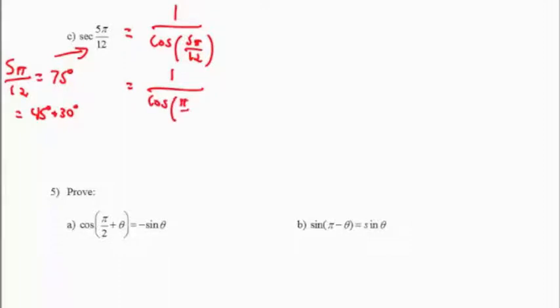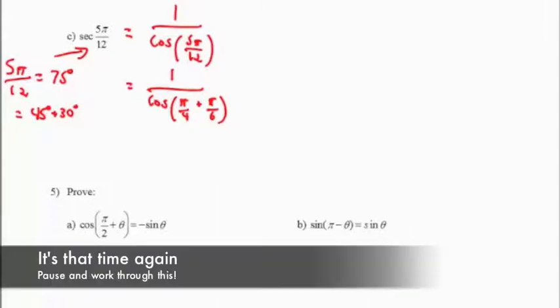Wicked. What are we going to do with that? Well, we're going to rewrite this as a sum of angles then, and put 1 over the cosine of pi over 4 plus pi over 6. Okay, nice. Now, take a minute, see if you can finish off from here.